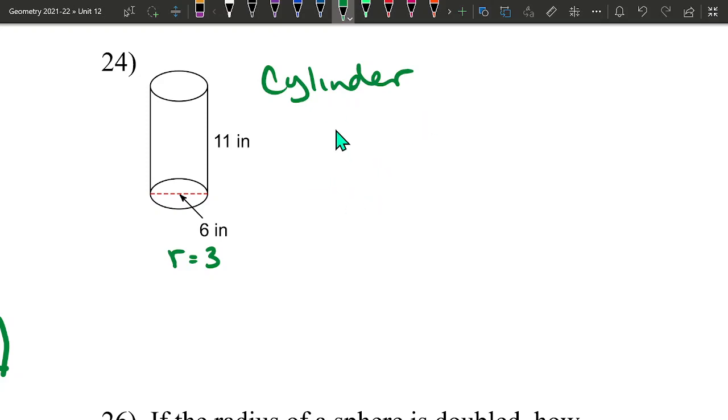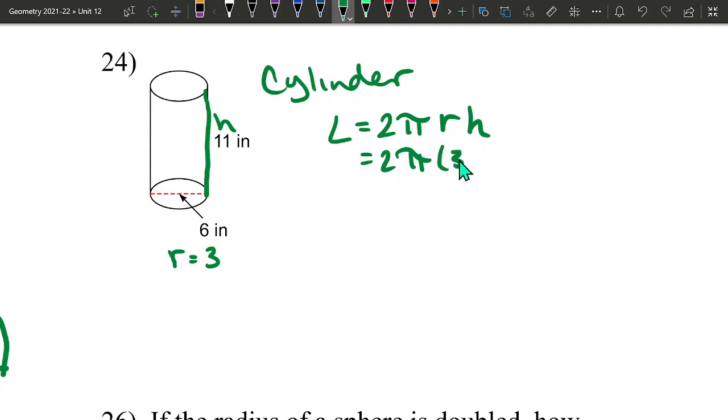Cylinder, we want the lateral area of a cylinder. That is 2 pi times the radius times the height of the cylinder. Well, already established the radius is 3. The height of the cylinder is the distance between the two bases, between the two circles. So the h is 11. So we have 2 pi 3 times 11. 3 times 11 is 33. 33 times 2 gives me 66. So this is 66 pi. And these are inches squared.